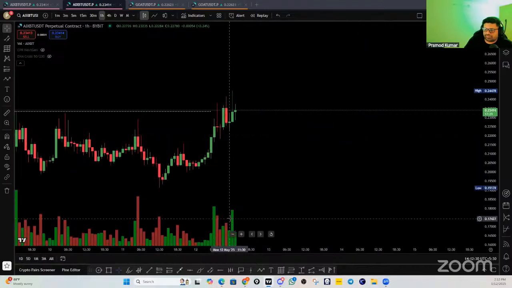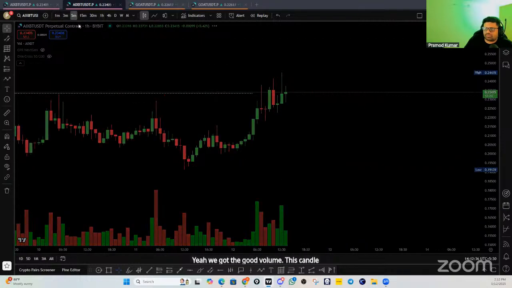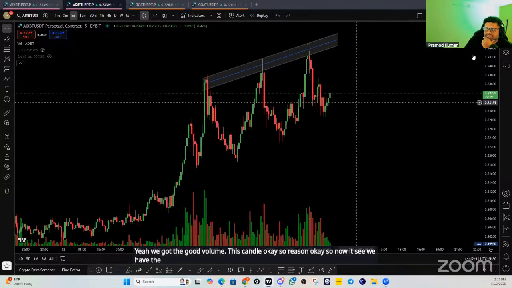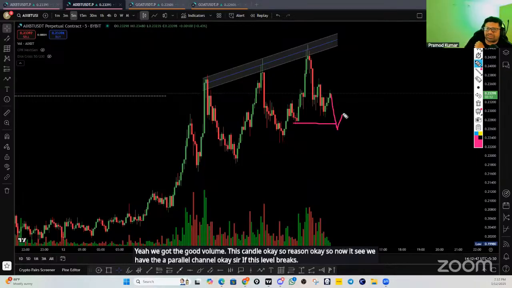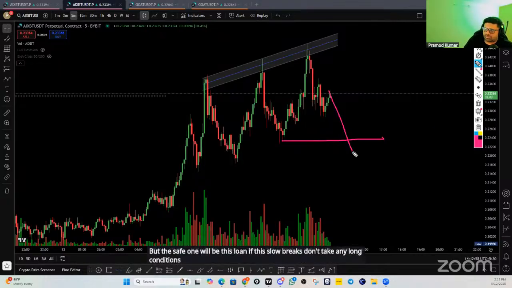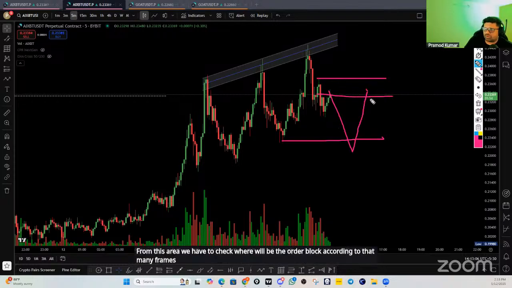Yeah, we got the good volume. This candle. Okay, so now we have a parallel channel, sir. If this level breaks, then this will be risky. But the safe one will be this low. If this low breaks, don't take any long position. Stop taking now. For now, wait for the retracement. From this area, we have to check where the order block will be when it breaks. From that order block, you can try for a scalp trade, sell side.